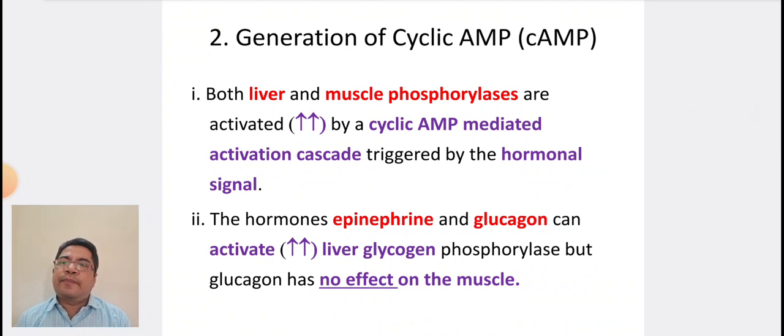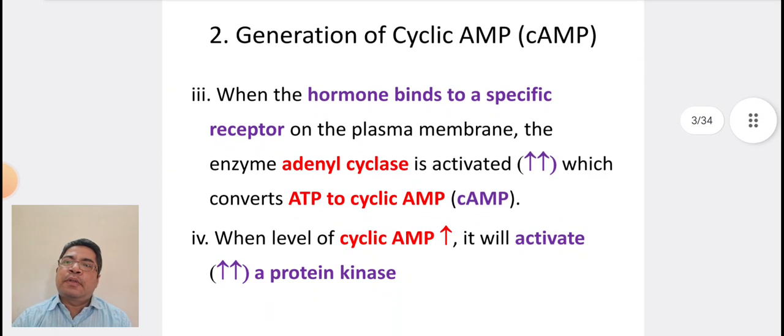Generation of cyclic AMP. Both liver and muscle phosphorylases are activated by a cyclic AMP mediated activation cascade triggered by the hormonal signal. The hormones epinephrine and glucagon can activate liver glycogen phosphorylase, but glucagon has no effect on muscle. When the hormone binds to a specific receptor on the plasma membrane, the enzyme adenylyl cyclase is activated, which converts ATP to cyclic AMP. When the level of cyclic AMP is high, it will activate a protein kinase.